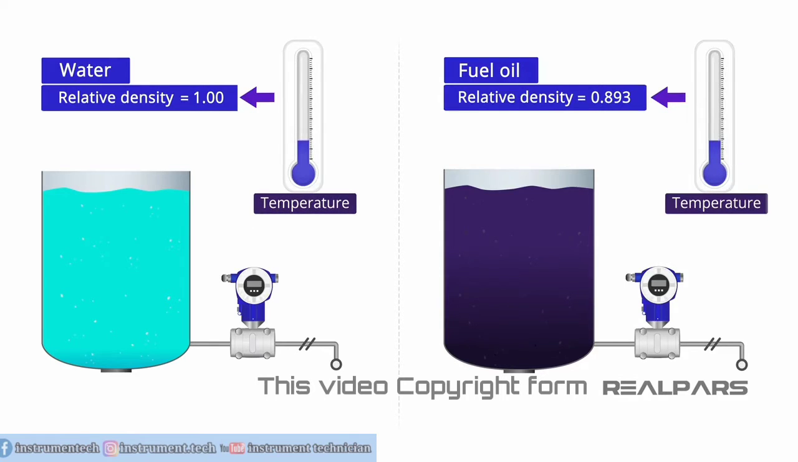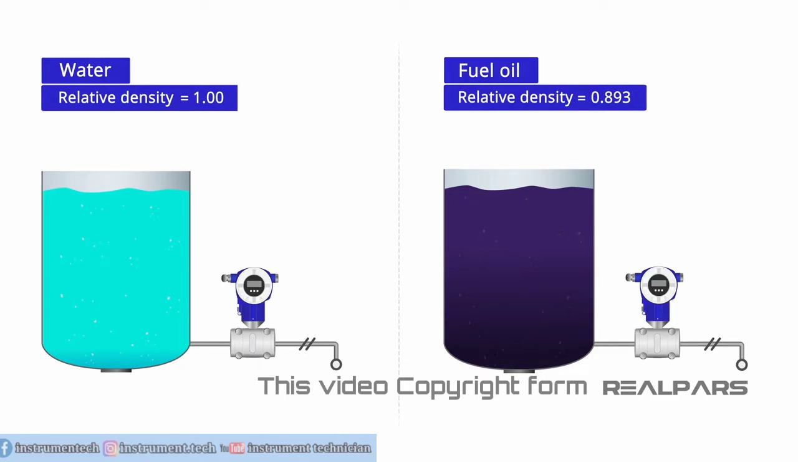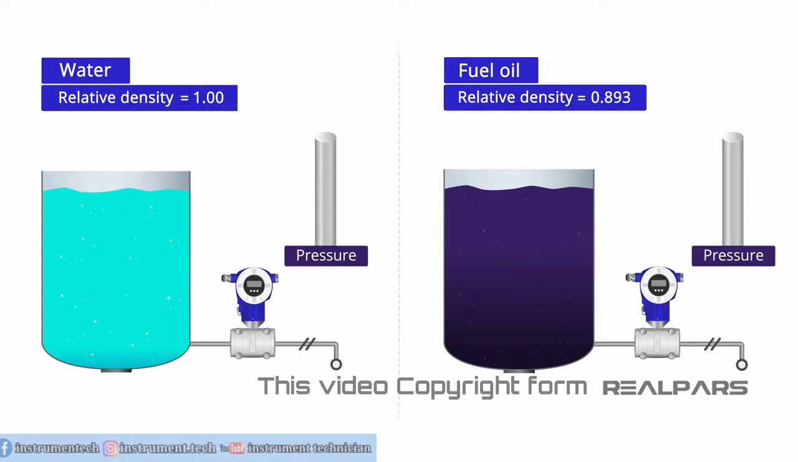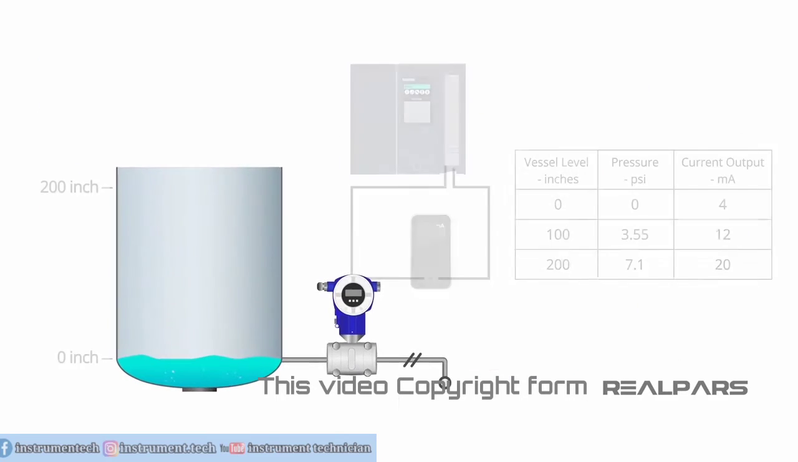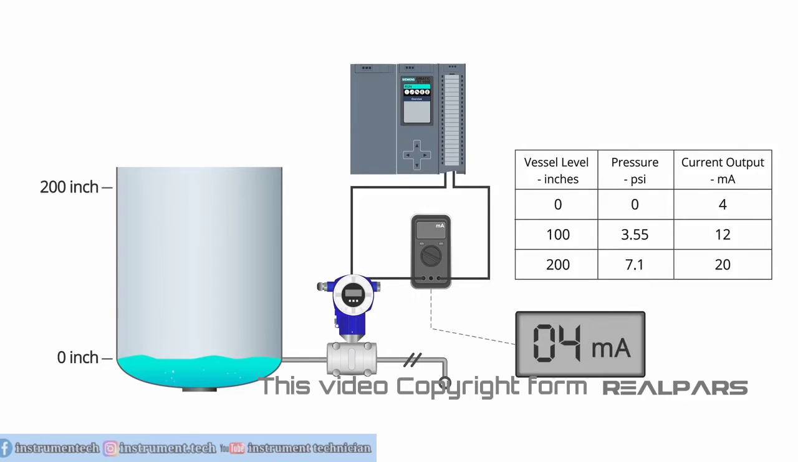The relative density of most liquids will change with temperature. For the sake of simplicity, we will ignore the effective temperature for now. Interestingly, when the vessel is full, at 200 inches, the pressure developed is much lower because the liquid has a low relative density. That is a critical consideration when calibrating the differential pressure transmitter. Let's assume the differential pressure transmitter is calibrated to produce 4 to 20 milliamps for a liquid level range of 0 inches to 200 inches.